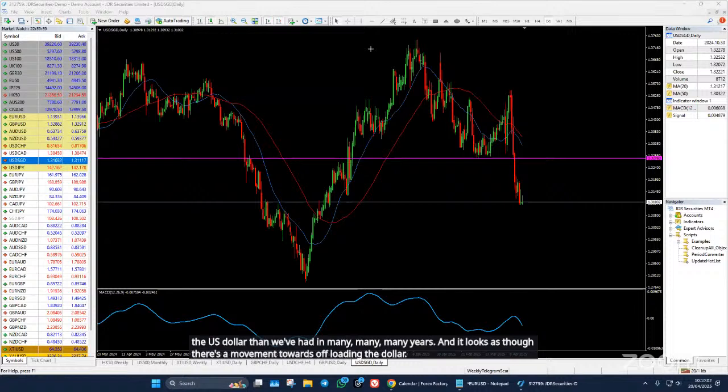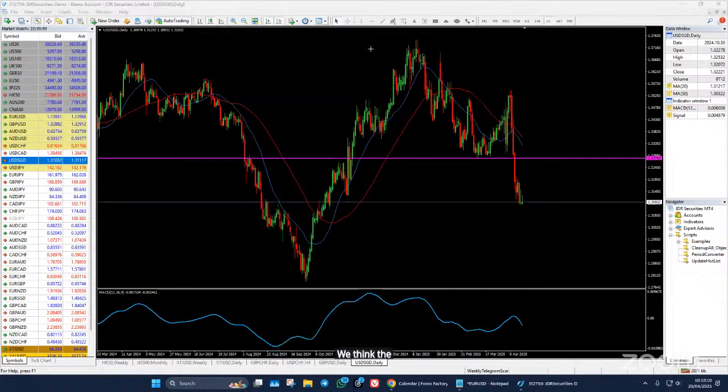And it looks as though there's a movement towards offloading the dollar. And so that's why I say we would expect it. I can't really see that sentiment being changed, suddenly everyone going, okay, we think the US economy is the strongest in the world again. I think there's concern now that it's only been like this for a couple of weeks and it's already taking a hit. Therefore, we need to wait to see how much worse it's going to get or what's going to happen. There's just too much uncertainty.